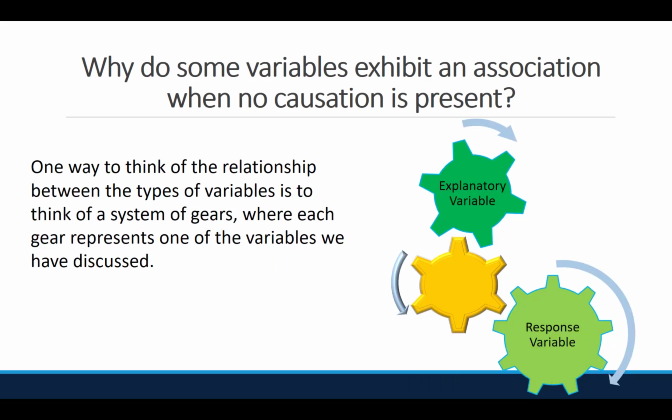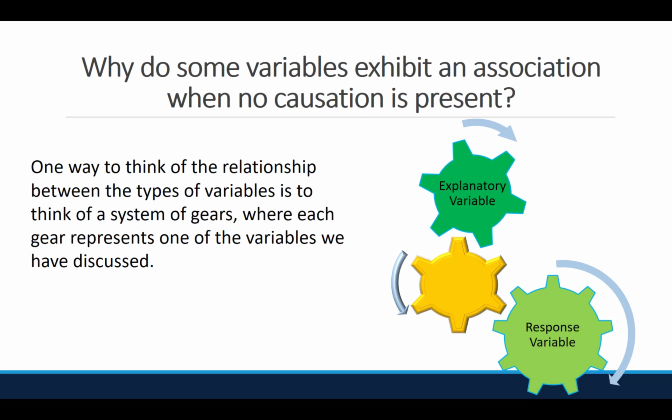One way to think of the relationship between the types of variables is to think of a system of gears, where each gear represents one of the variables we have discussed. Suppose that we have a gear representing the explanatory variable and a gear representing the response variable. We want to see if, when the explanatory variable is turned, it is responsible for the response variable turning. Notice when the middle gear is turned, the explanatory variable and response variable will also turn, even though the explanatory variable does not ever touch the response variable.